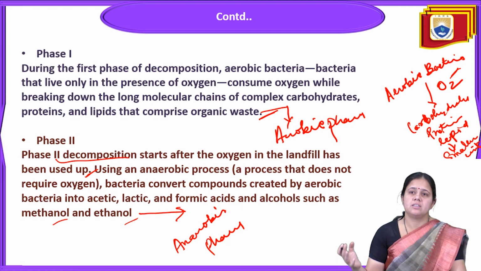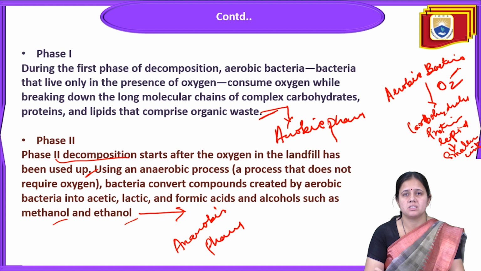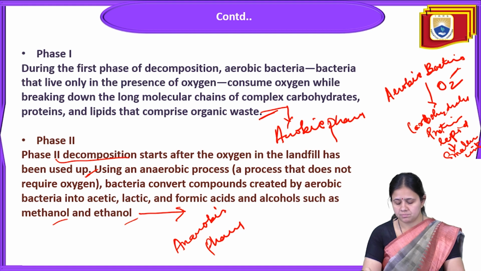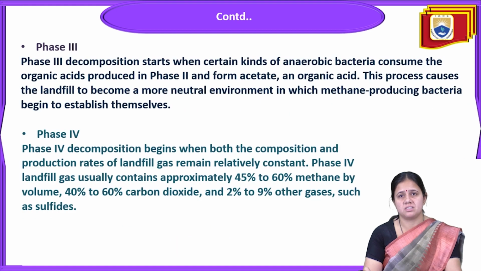All the oxygen that is already present in the landfill has been utilized during phase 1 only. So in phase 2, this reaction happens completely in the absence of oxygen. That's why it is called an anaerobic reaction. And here, the bacteria convert the compounds created by the aerobic bacteria, like acetic acid, lactic acid and formic acid, and alcohols like methanol and ethanol. Now we come to phase 3.